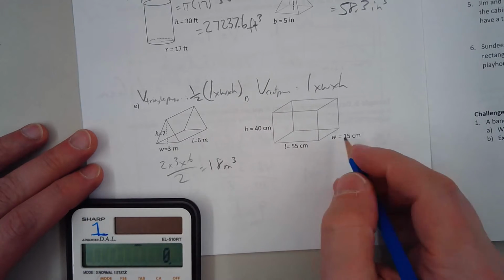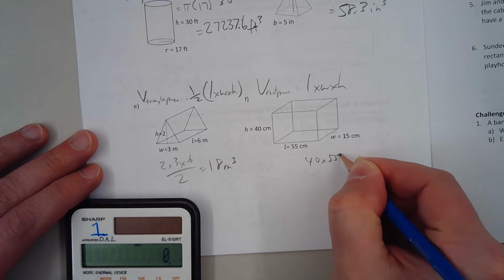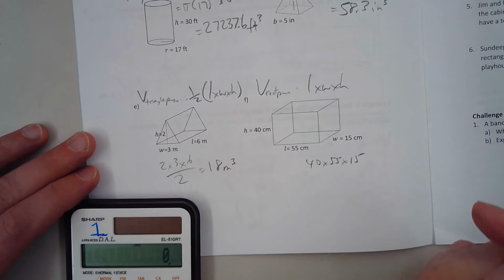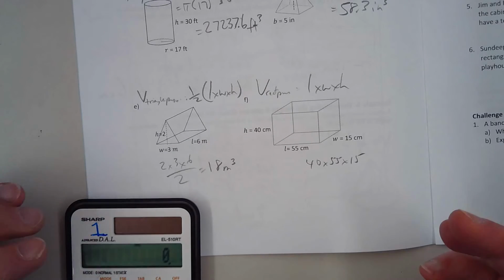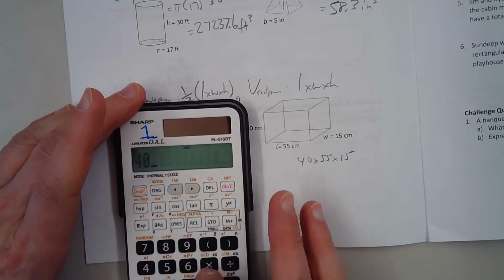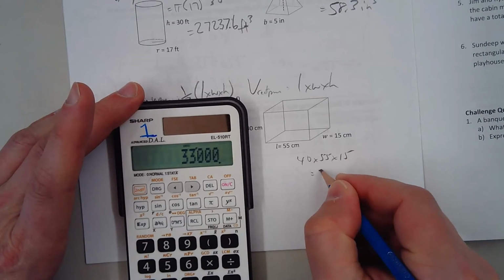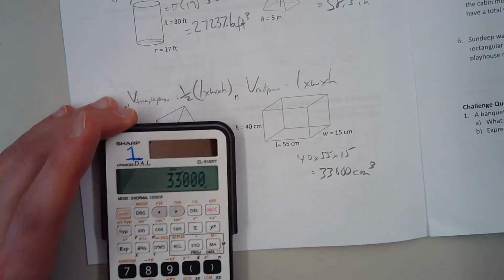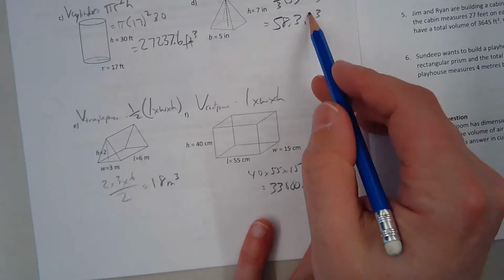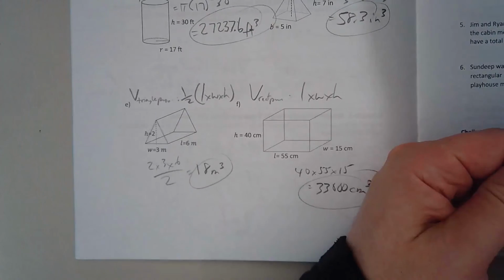This one, just multiply all those numbers together. I probably do need a calculator for that. It's a big number. So 40 times 55 times 15 is 33,000 cubic centimeters. Okay, let's go check the answers in the back, make sure they're all good.